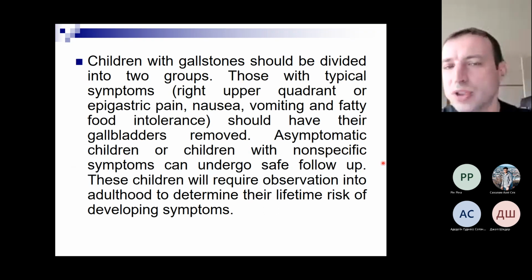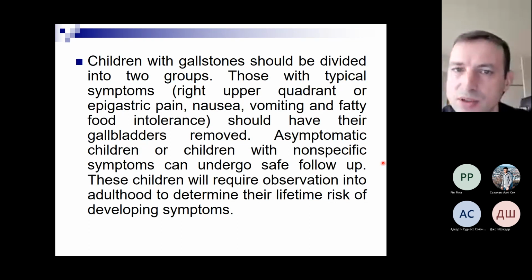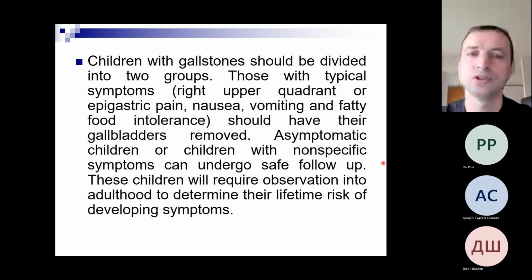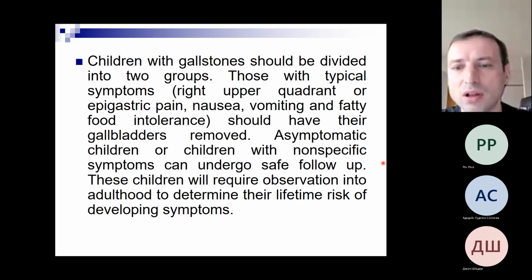Children with gallstones should be divided into 2 groups. Those with typical symptoms, which are right upper quadrant or epigastric pain, nausea, vomiting, and fatty food intolerance, should have their gallbladder removed. Asymptomatic children or children with non-specific symptoms can undergo safe follow-up. The children will require observation into adulthood to determine their lifetime risk of developing symptoms.